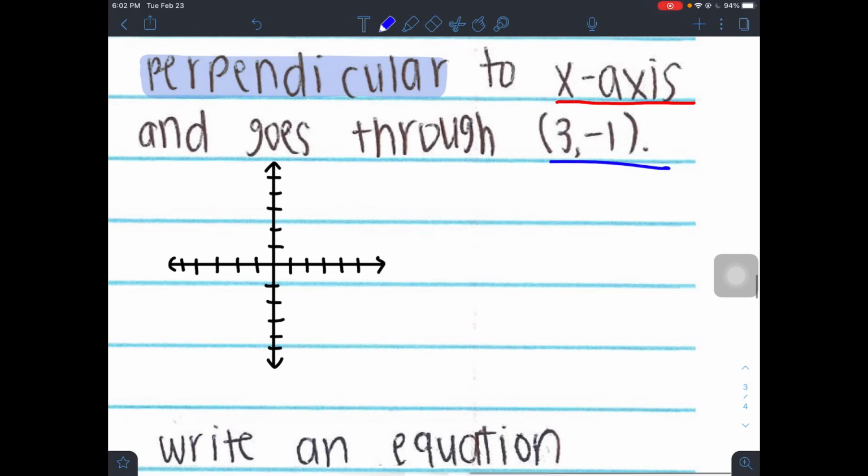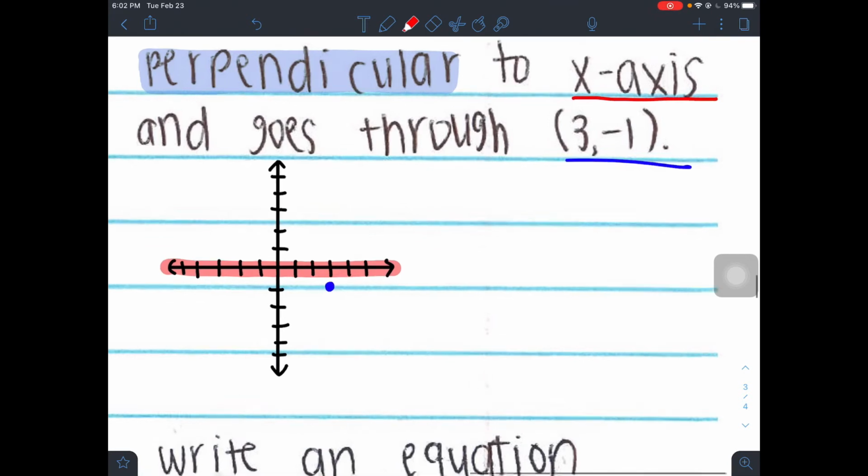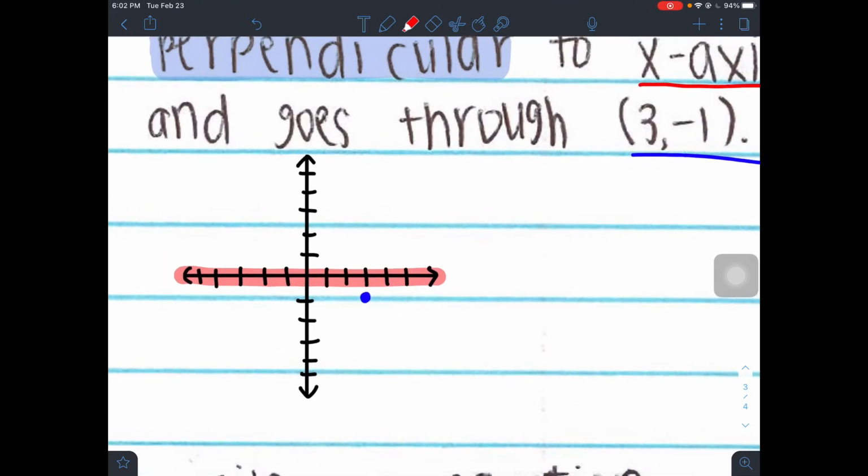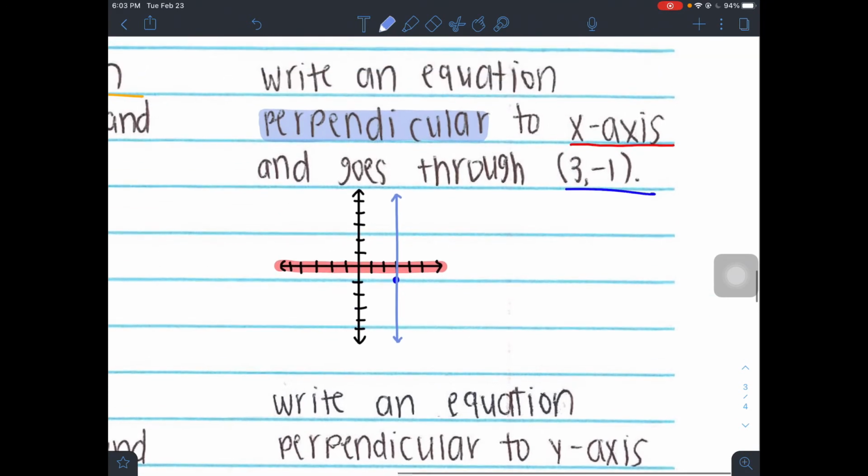So again, I'm going to plot that same point because that's the exact same point as the last problem, but instead this time I want it perpendicular to the x-axis. Well, remember your x-axis runs horizontally here. If we want it perpendicular, we want it to actually cross the x-axis, and because that's a horizontal line, then we want our new line to be a vertical line. So that new line is going to be this guy right here. Okay, that's perpendicular.